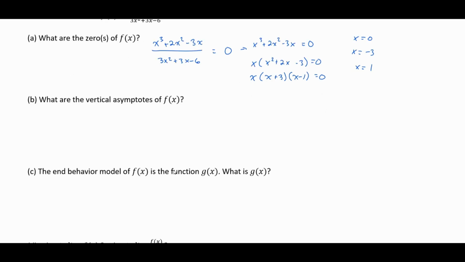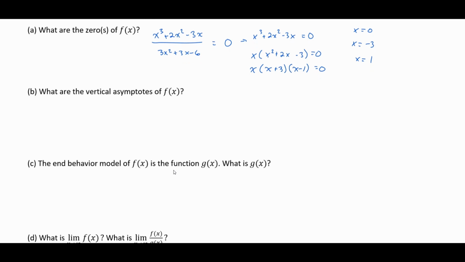What are the vertical asymptotes of f of x? Well, for vertical asymptotes, we're looking where is that denominator equal to 0. So 3x squared plus 3x minus 6 equals 0. We're going to come back and look at it because where the numerator has similar factors, if they're dividing out, they're not vertical asymptotes, they're removable discontinuities. But I do want to say, where is this going to be 0? That's going to give us possible vertical asymptotes.